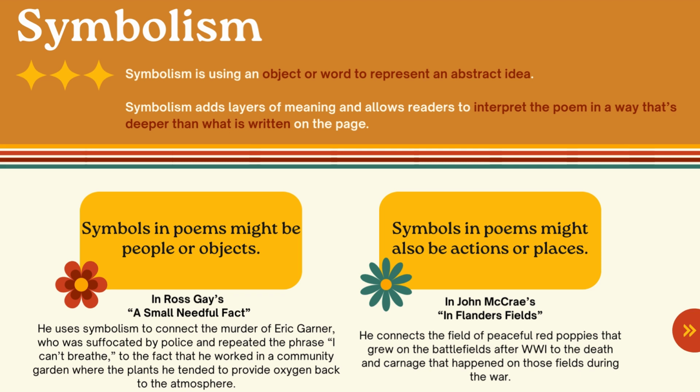In another poem, John McCrae's In Flanders Field, he uses a place to connect to the results of World War One. He connects the field of peaceful red poppies that grew on the battlefields after the war to the death and carnage that happened on those fields. The bright red poppies symbolizing the blood and death that occurred.